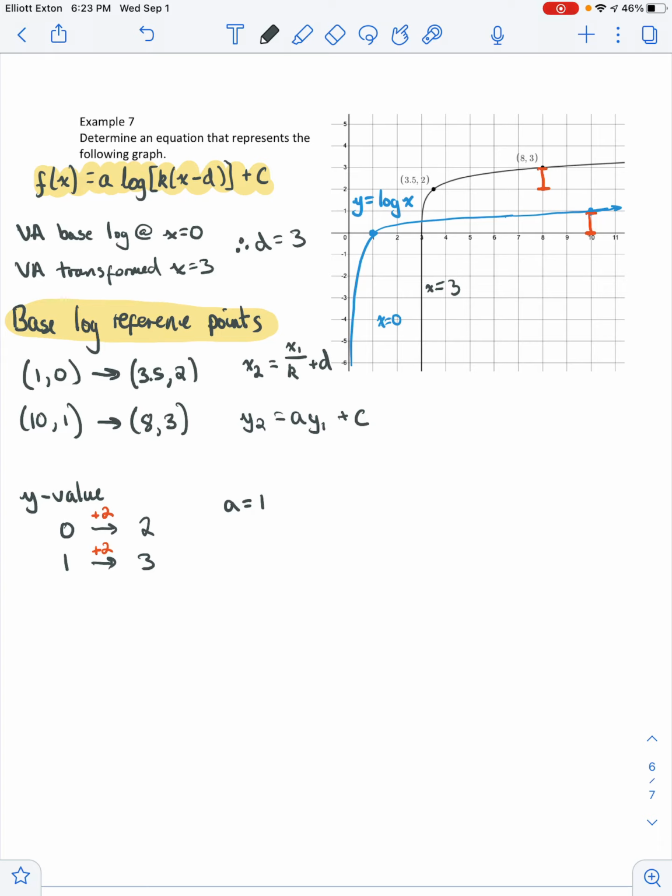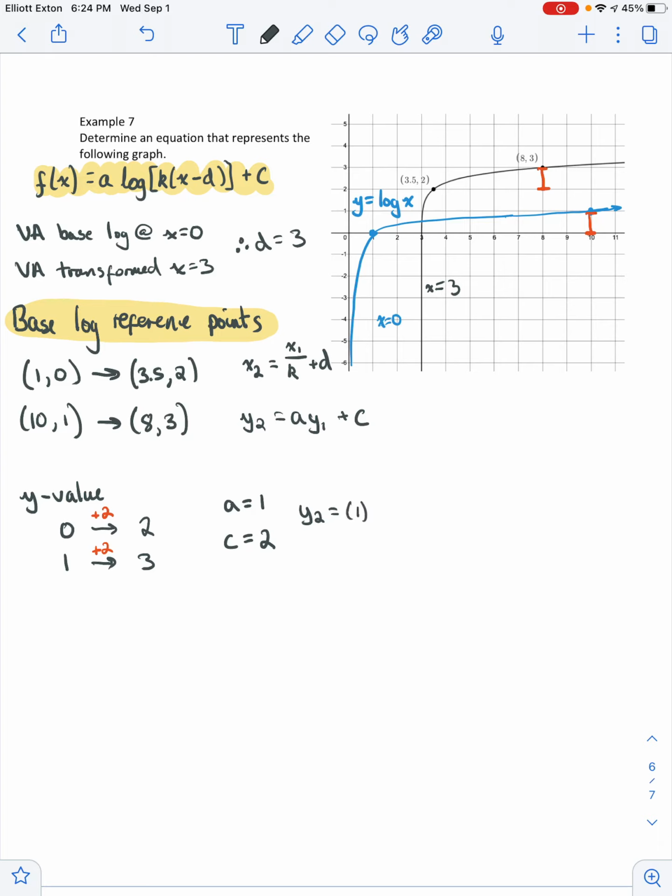Well, if the a is equal to 1, and we're just adding 2, so the c value is 2. And we can double check that by plugging it into our transformation, our mapping rule. So if I wanted to see what the y2 would be if I plugged it in with these a and c values, I'd plug in my y1 value.